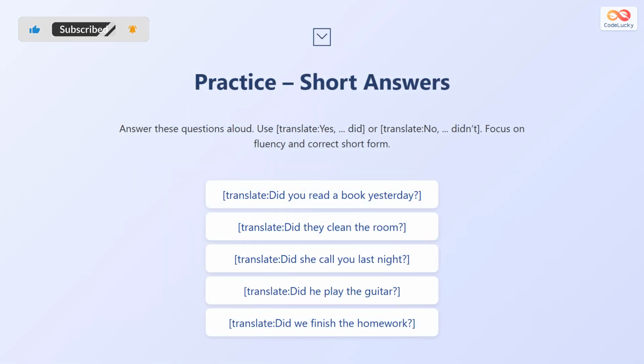Now, let us practice speaking short answers. Listen to each question and reply using the simple pattern. Did you read a book yesterday? Did they clean the room? Did she call you last night? Did he play the guitar? Did we finish the homework? Speak your answers aloud using yes or no with did or did not.